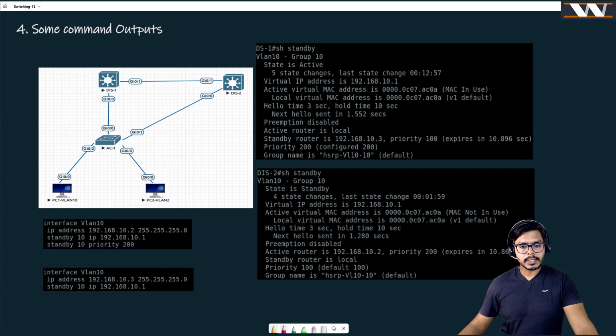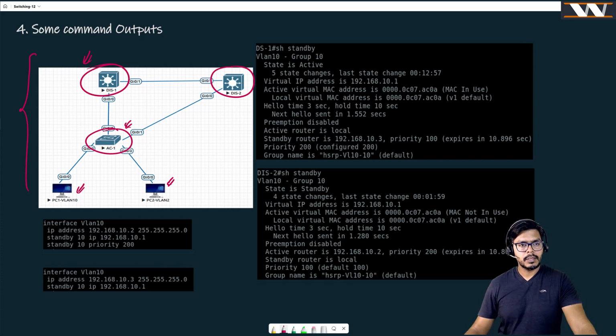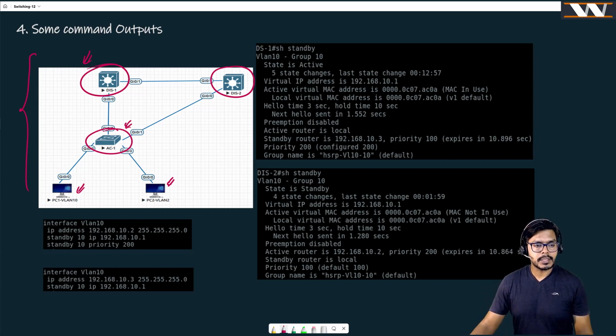So if you see this diagram, I have tried to make this diagram over my EVNG machine, right? We have distribution 1, distribution 2, and this is PC VLAN 1, VLAN 10, this is PC VLAN 2, these are my access switches, that is it, right? And as I mentioned, the configuration is really, really easy. There is no doubt about it. Just go to the interface VLAN 10.